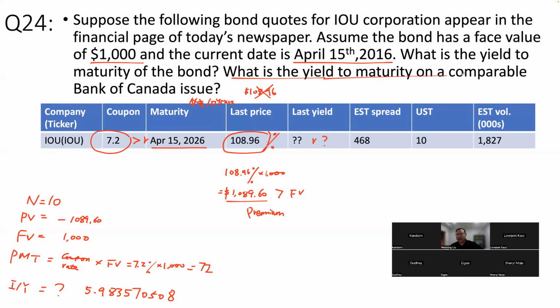Now, what is the yield on a comparable Bank of Government issue? What happened is, this is a corporation, right? This is a company, and this company issued this corporate bond that promises you a market return that is 6%, right? When you have return, there's always risk. Remember, the risk goes along with the return. High return, high risk, right?